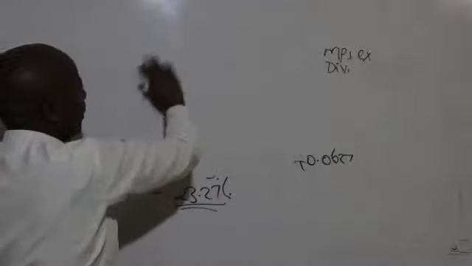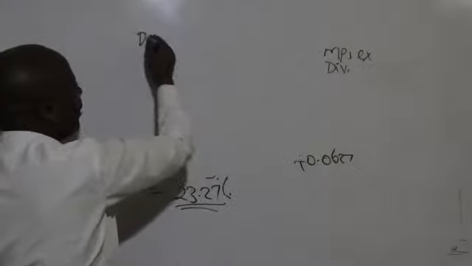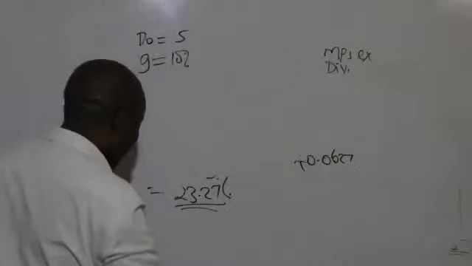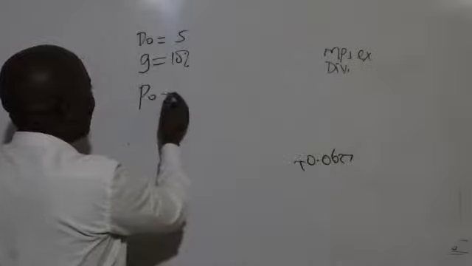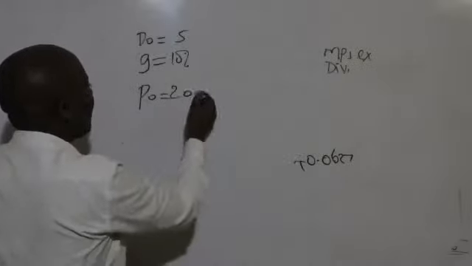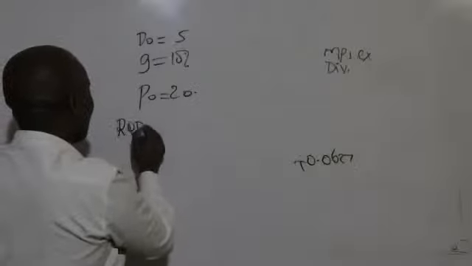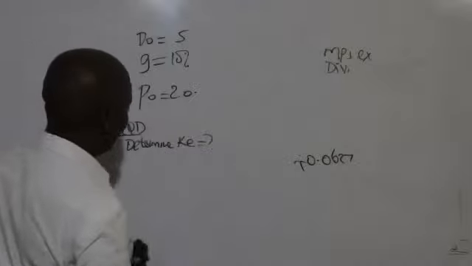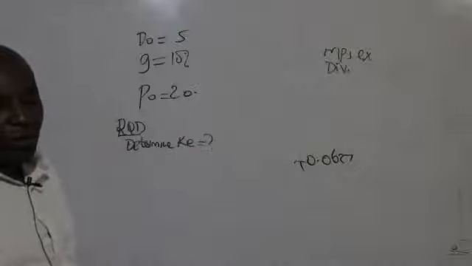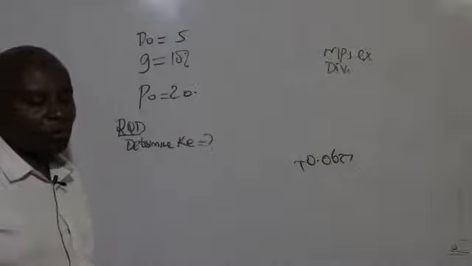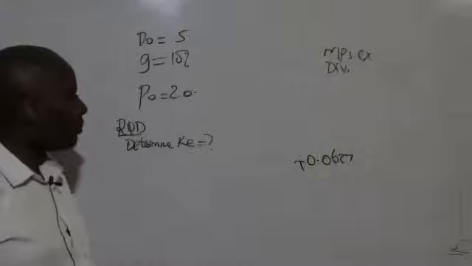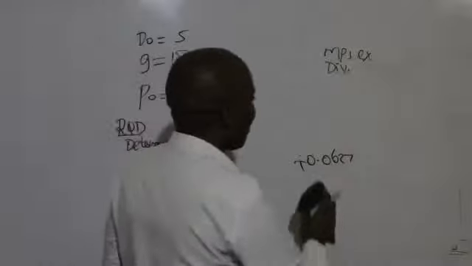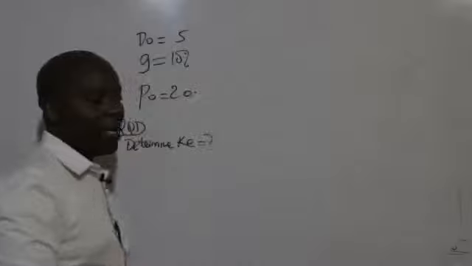We are given this question here. D0 is 5. G is 10%. They have given us P0, which happens to be 20. And then they require us to determine Ke, the cost of equity.